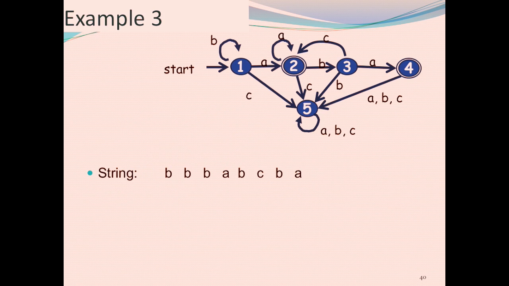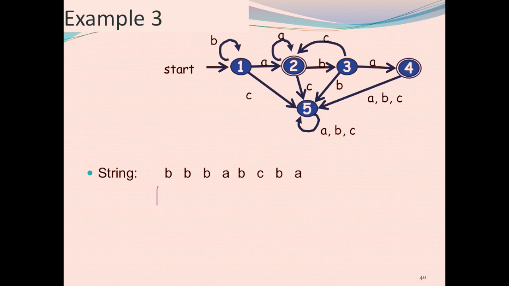Let's do another example. Here's a string that is certainly at least M symbols long. It's even more, right? My DFA has 5 states. This string has, what do we got? 1, 2, 3, 4, 5, 6, 7, 8. 8 symbols in it. That's fine. So let's just go through this.